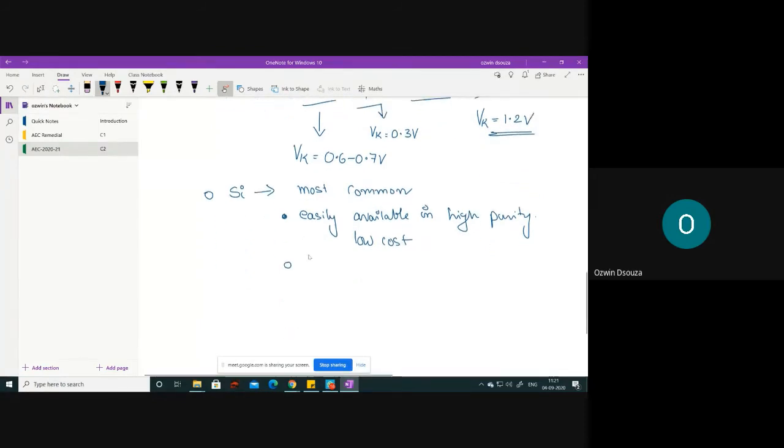The second point is that it has good thermal capabilities. Thermal capabilities in the sense of the ability to handle higher temperatures.